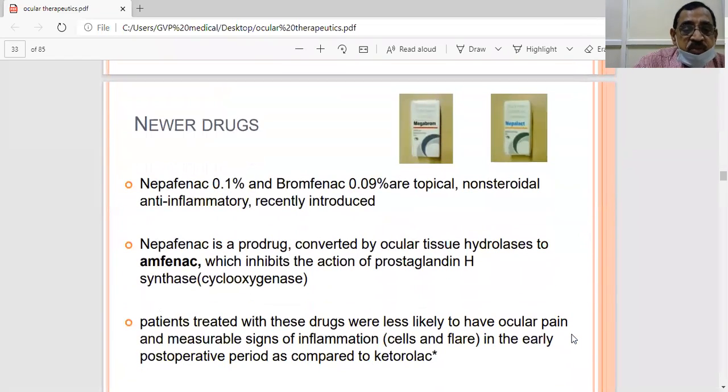Newer drugs, we have nepafenac 0.1% and bromfenac 0.09%, topical non-steroidal anti-inflammatory agents which are recently introduced into the armamentarium. Nepafenac is a prodrug. It gets converted by ocular tissue hydrolysis to amfenac, which inhibits the action of prostaglandin H synthase, cyclooxygenase. Patients treated with these drugs were less likely to have ocular pain and measurable signs of inflammation, cells and flare in the anterior chamber and also in the vitreous in the early postoperative period, as compared to ketorolac.